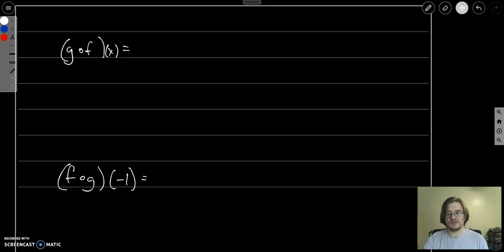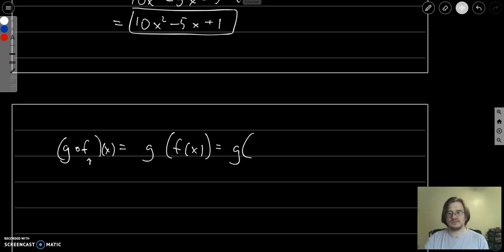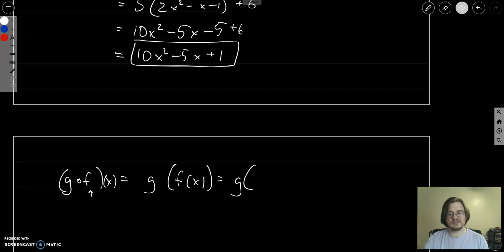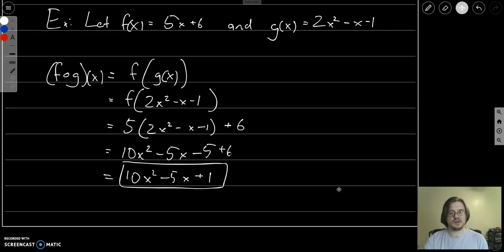We can do the same thing, but in reverse as well. We can plug f into g. So here, again, we work closest to x. We're going to take x, first plug it into f, and then plug it into g. So f was 5x plus 6. I replaced the f of x with 5x plus 6, and now I need to plug all of this into g. And g is going to be 2x squared minus x minus 1.